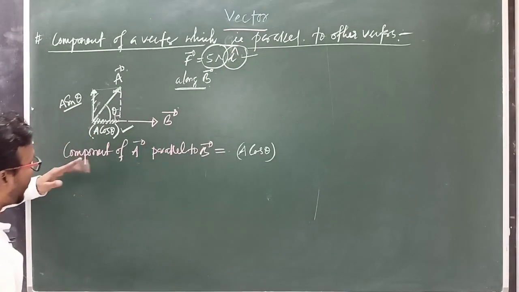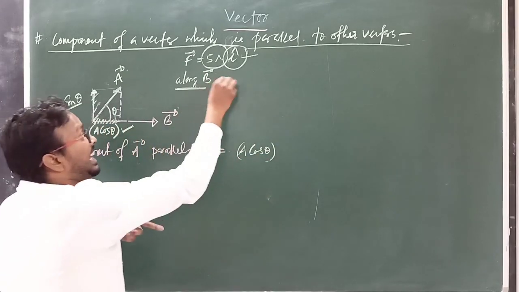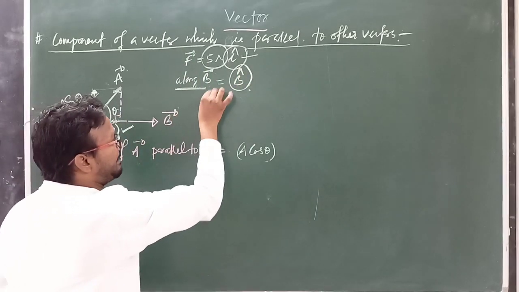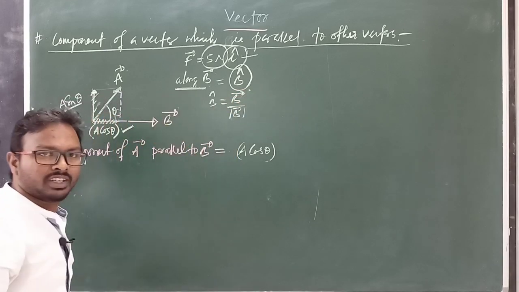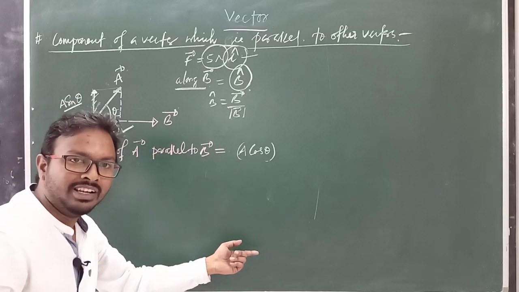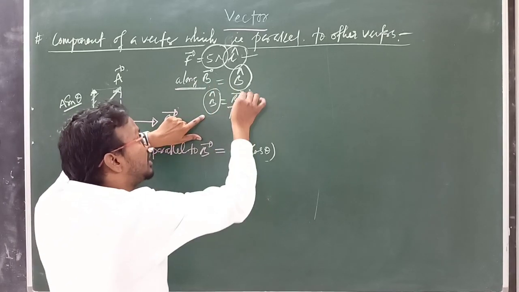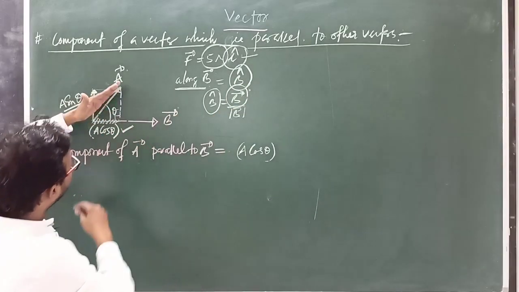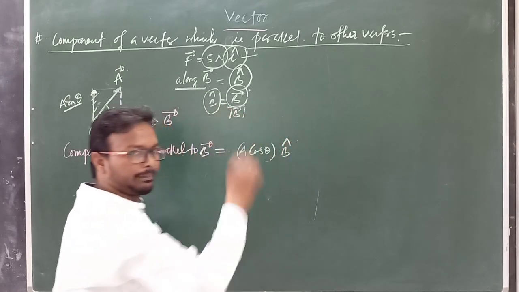So similarly, component of vector a along b means b cap. Why? Because b cap equals b vector by b vector magnitude. The direction of b, you can understand, is b cap. Why? Because the direction of a unit vector is always the direction of the given vector, which is b. Clear? So the component of a vector along b means you have to write here a b cap.